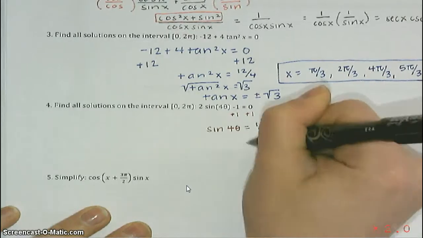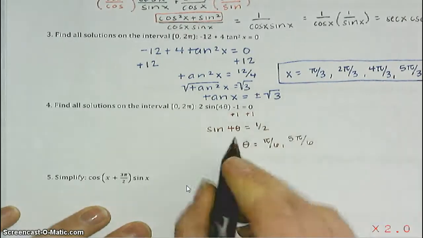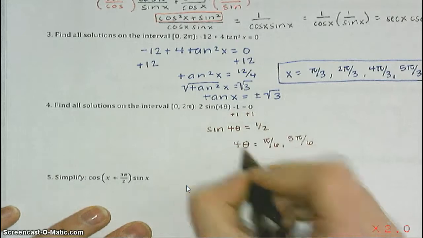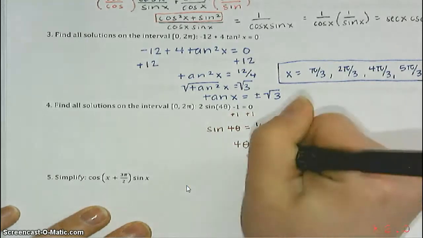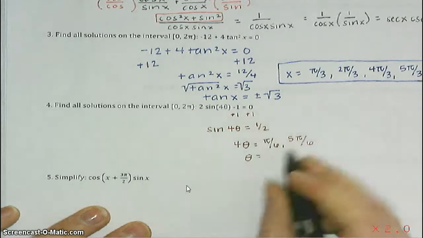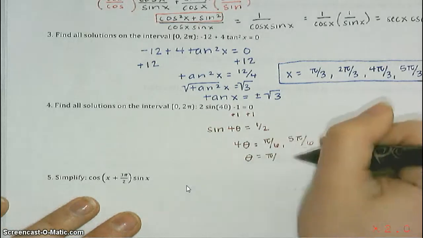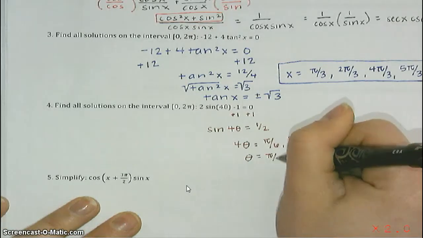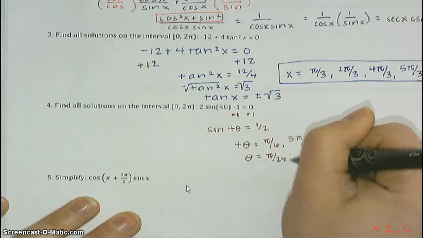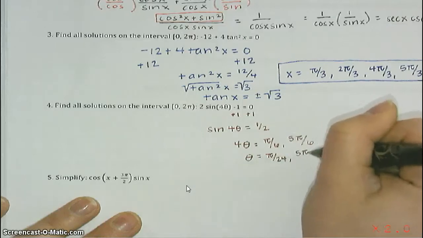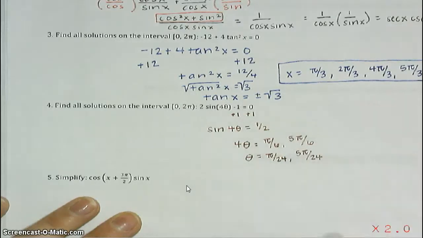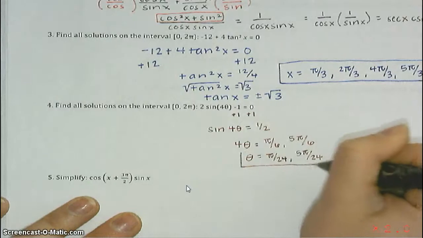And normally we would set just theta equal to those, but we don't just have theta, we have 4 theta. So to finish off the problem, all we need to do is divide each of these answers by 4. Same thing as multiplying them by 1/4. And you're going to get, let's see, 6 times 4 is 24. So pi over 24 and 5 pi over 24.